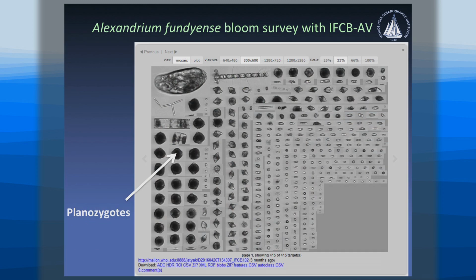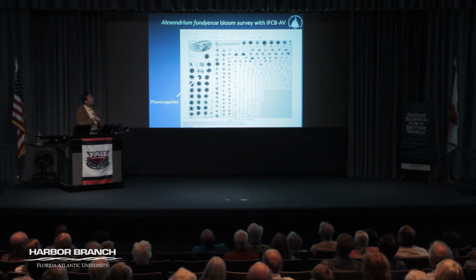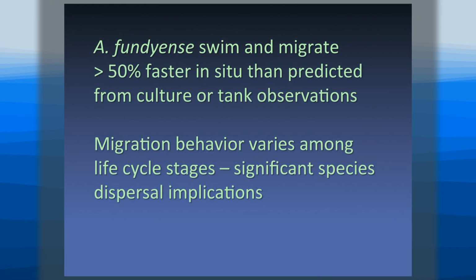Now you've seen this type of dashboard before. But what you see here now is that the only Alexandrium cells we're seeing are these big, big, big dark zygotes. These are all a different organism. This is something called Heterocapsa, and this is yet another organism there. So the only cells leaving the pond are that late life history stage. So what we're saying is two things: these cells swim and migrate faster in situ than predicted, and migration behavior varies among these life history stages. We never knew that before. So this has very significant implications in terms of the dispersal of the species.